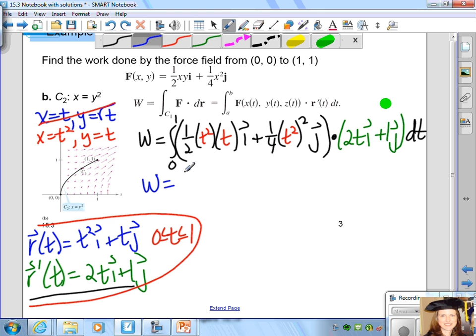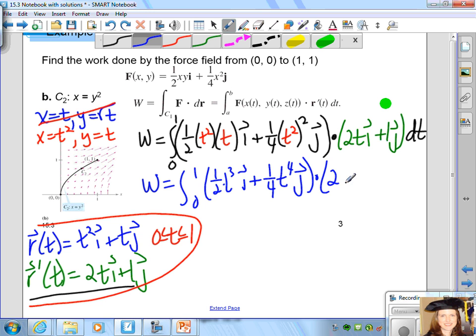The line integral for work is going to be an integral from 0 to 1. Then we get 1/2 t cubed i plus 1/4 t to the fourth j. We're going to dot that with 2t i plus 1 j dt. This we can simplify by doing the dot product.